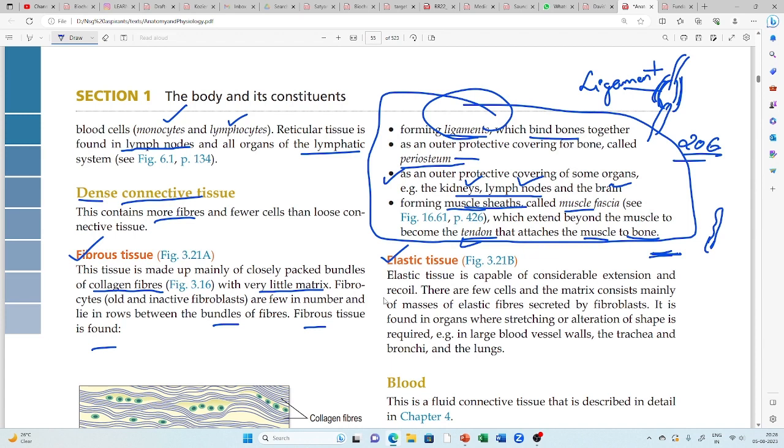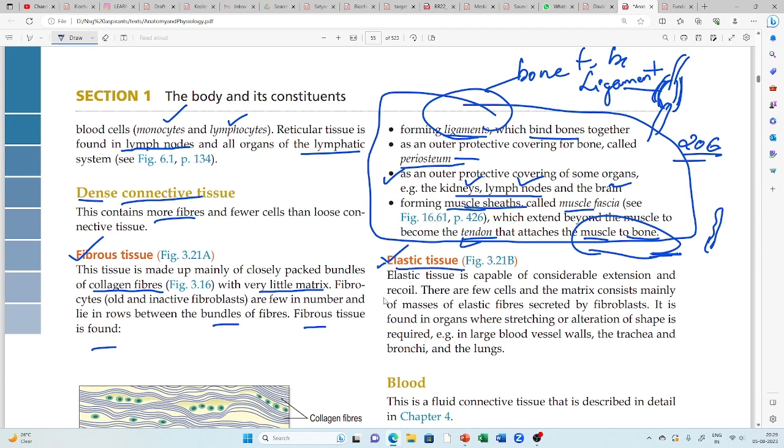Now just understand that fibrous tissue is found in different parts of our body, like ligaments, tendon, periosteum, and the protective covering of some other organs. Just understand the difference between ligaments and tendons. Ligaments are the tissues binding bone to bone, and tendons are the tissues attaching muscle to bone. You understood? Fibrous tissue. Next we will study the other section of dense connective tissue, that is elastic tissue.